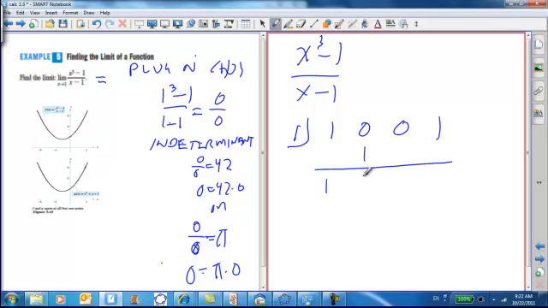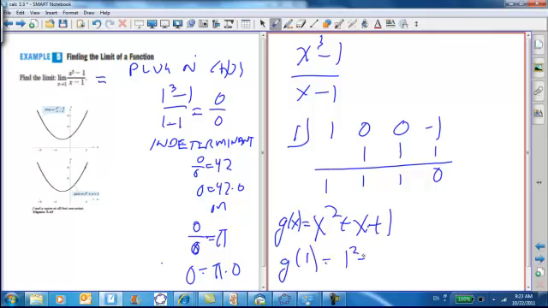And sure enough, when we do some synthetic division on this, that's a negative 1, you get x squared plus x plus 1. And so now, if we look at this sort of g of x, x squared plus x plus 1, and look at g of 1, you get 1 squared plus 1 plus 1.